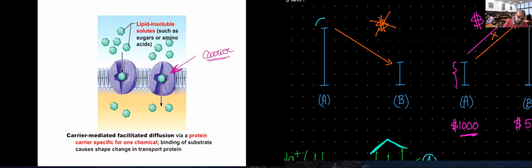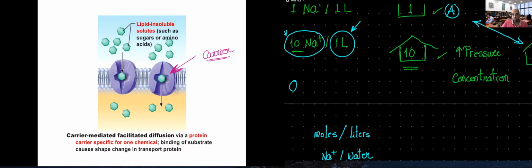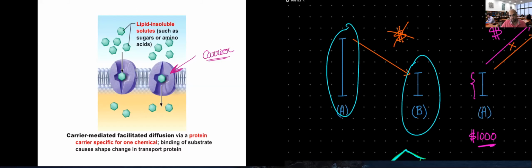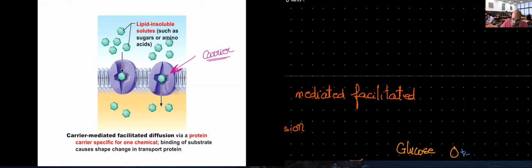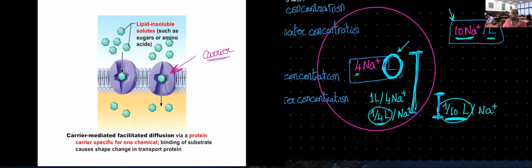You're going to be moving from high concentration to low concentration. All right, do you remember this? We move from high pressure, high concentration to low concentration. So now, which side has high concentration of water? Which side has low concentration of water? Inside has high concentration, outside has low concentration.